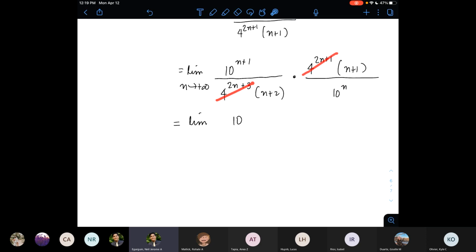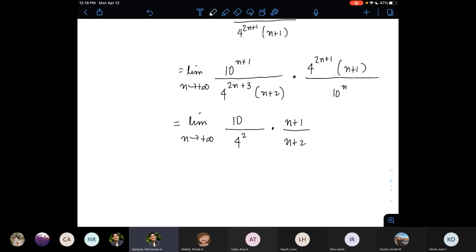I can cancel this by the sum of the factors from 4n plus 3. So how many 4s will be left in the denominator? There would be 2 left, right? There would be a 4 squared, because you will subtract the 2 exponents. So the difference would be 2. There's a larger power in the denominator, so the remainder 4 squared will remain in the denominator, and then times n plus 1 on top and then n plus 2 at the bottom.